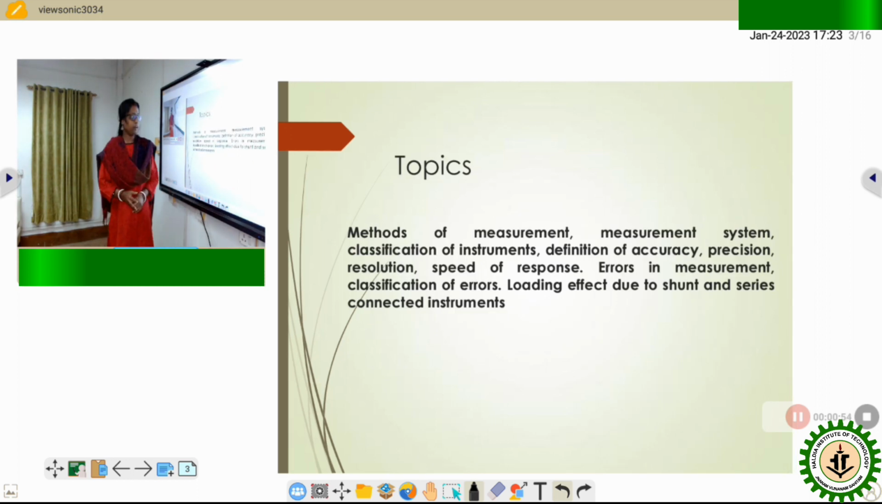The topics are the methods of measurement, measurement system, classification of instruments, definition of accuracy, precision, resolution, speed of response, errors in measurement, classification of errors, and the different types of loading effect due to shunt and series connected instruments. So these topics will generally be covered in this particular module.